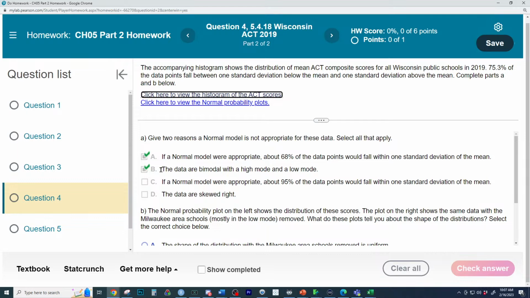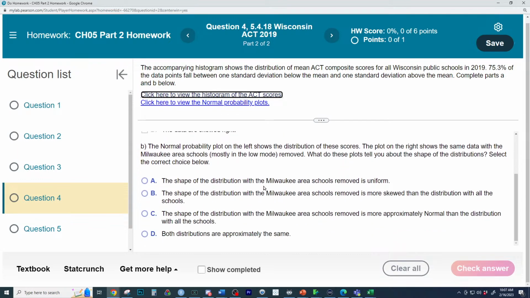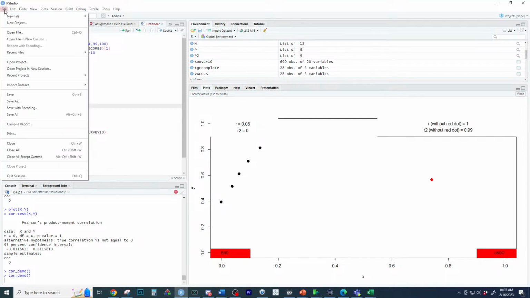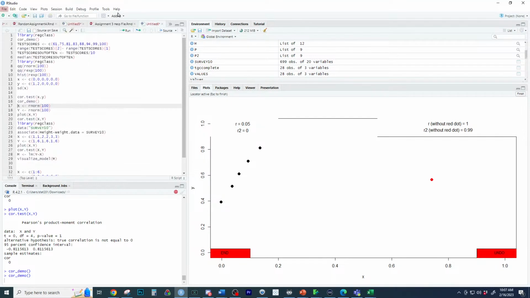If the data are bimodal, which we noticed right there, a lower and higher mode. So this now gets into the normal probability plots. For normal probability plots, how do they look? This is a very important thing to know.